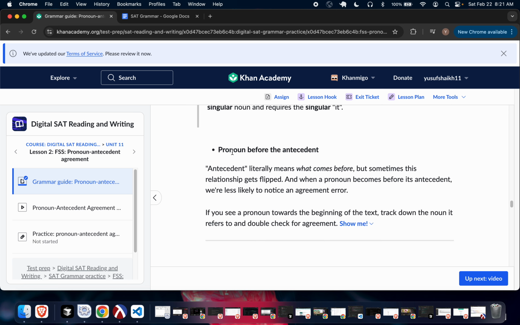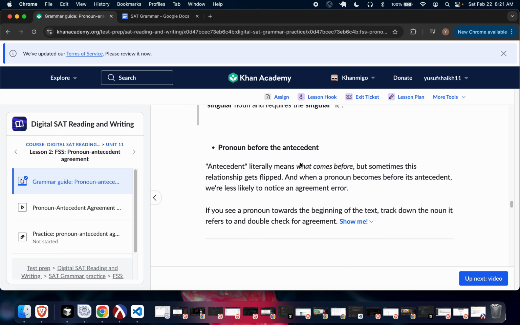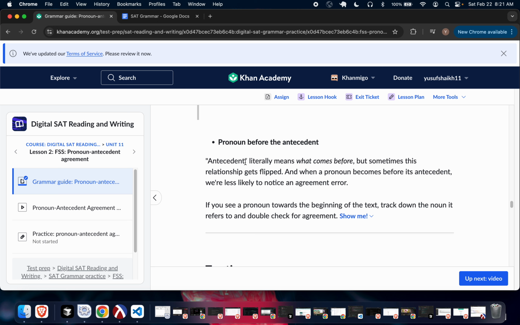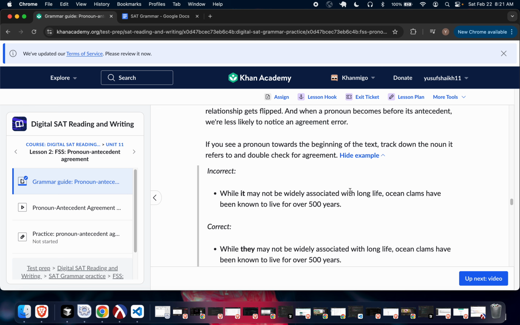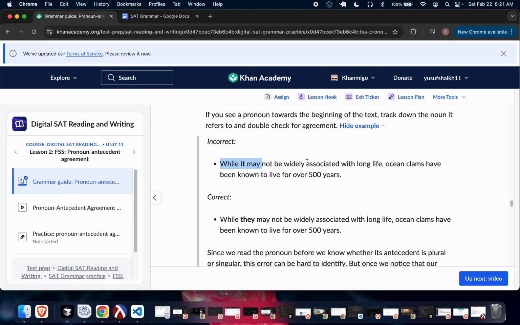Okay, other cases that make it difficult to identify: when there's a pronoun before the antecedent. Antecedent literally means what comes before, but sometimes this relationship gets flipped. And when a pronoun comes before its antecedent, we're less likely to notice an agreement error. If you see a pronoun towards the beginning of the text, track down the noun it refers to and double check for agreement. So this is incorrect.